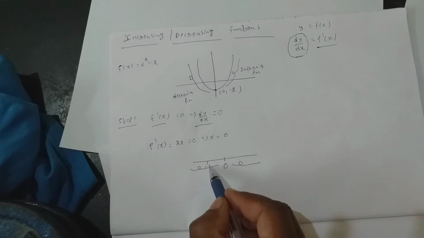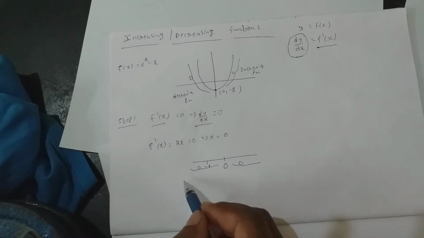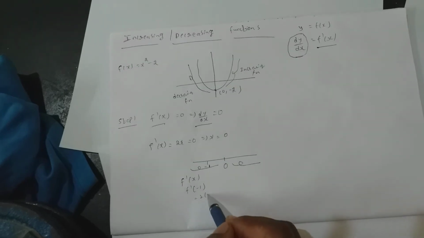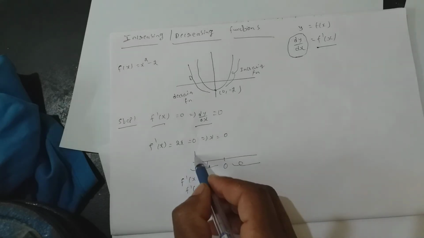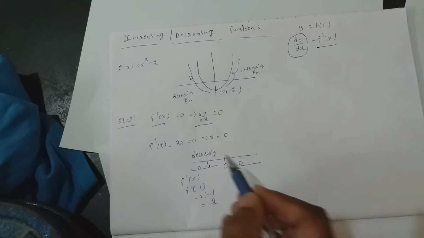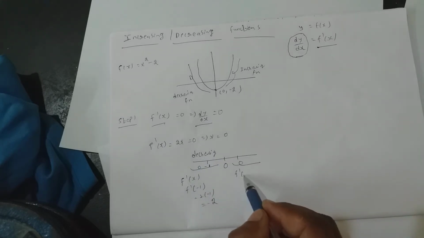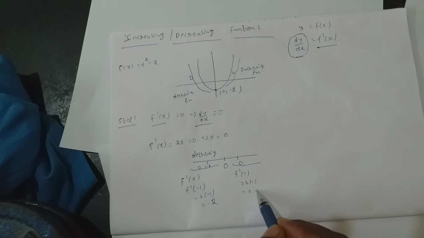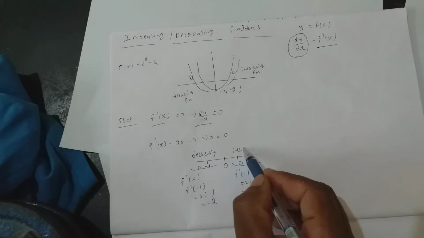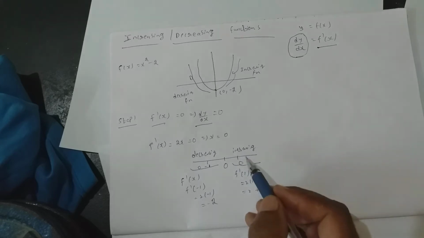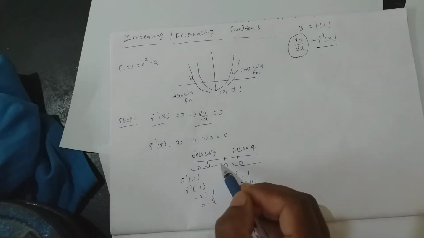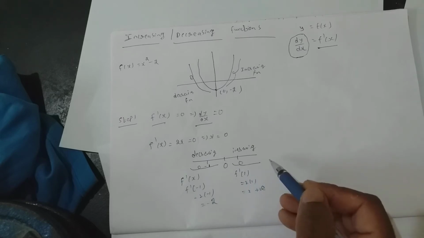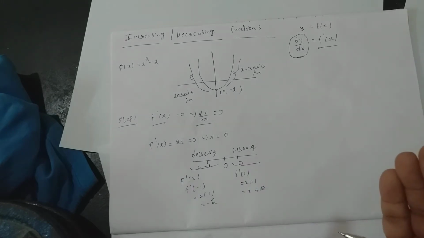Before 0, if I take minus 1, where do I need to put it? X equal to minus 1, I need to put in f dash x. So f dash of minus 1 is 2 into minus 1, which is minus 2. So I got a negative result. That means it is decreasing over here. After 0, take plus 1. So f dash of 1 is 2 into 1, which is 2, positive. So it is increasing after 0. Clear? Like this, using differentiation I can find out where it is decreasing or increasing. This is the second use of differentiation.